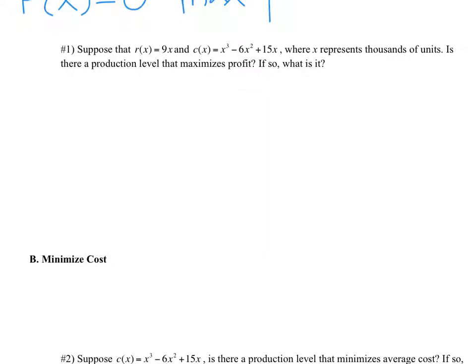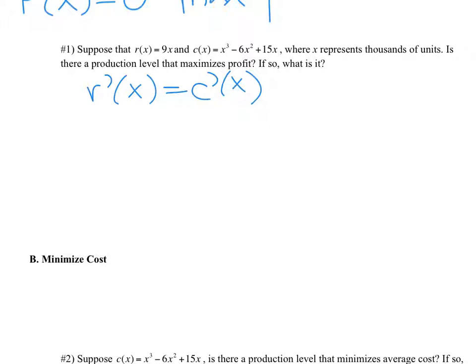Okay, so here we go. It says here that suppose that R of X equals 9X and C of X equals X cubed minus 6X squared plus 15X. X represents thousands of units. Is there a production level that maximizes profit? All right, so you can do this a couple different ways. You can find the profit by taking R of X minus your cost, or you can just take the derivatives of them separately and then set them equal to each other. I like to do it that way. I like to find when R prime of X is equal to C prime of X.